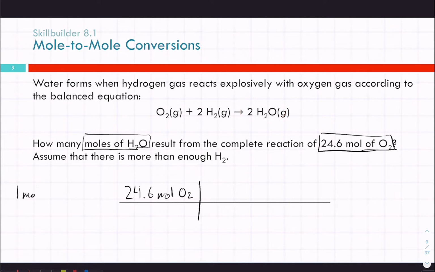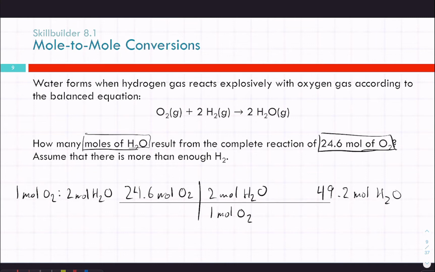So if you want to write that out, that's 1 mole oxygen to 2 moles H2O. So we just multiply 24.6 by 2. And when we react all of this oxygen, we make 49.2 moles of water. So the ratios for these problems, the conversion factor that you use, always comes from the balanced chemical equation.